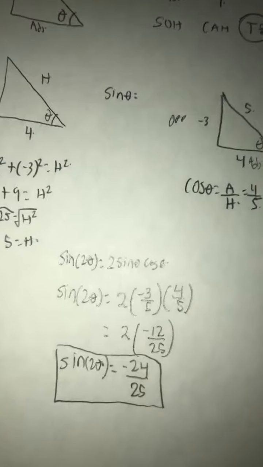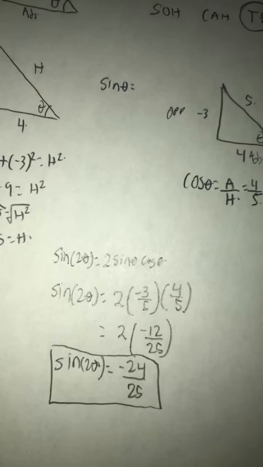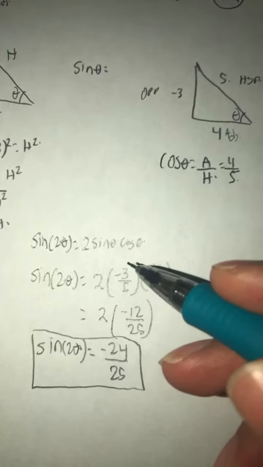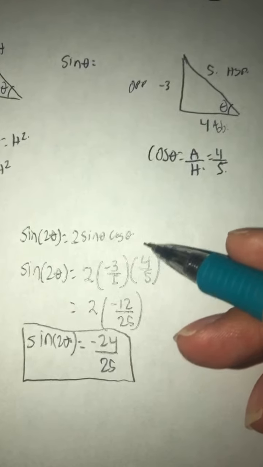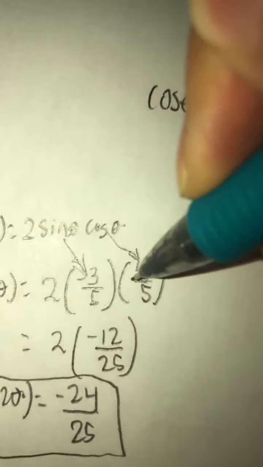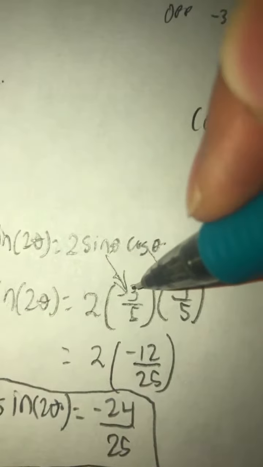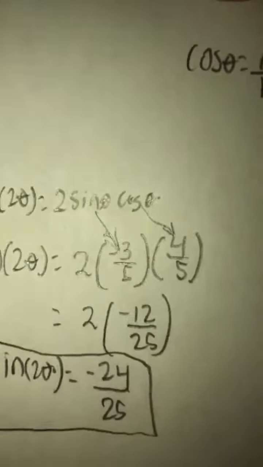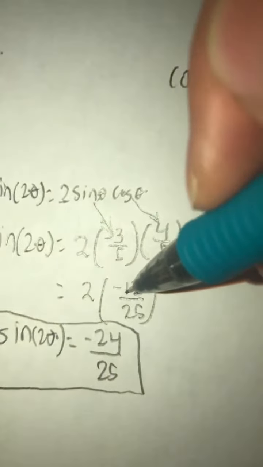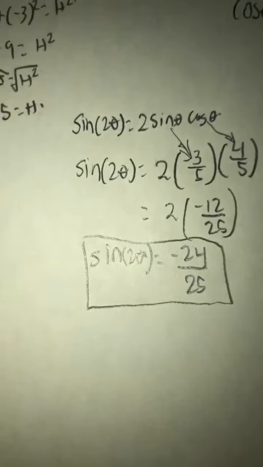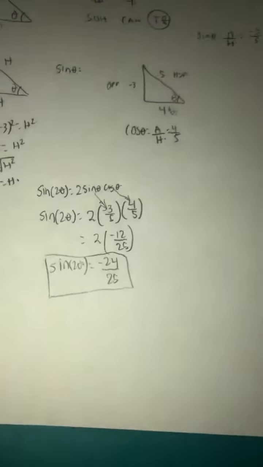Then we can say sine of 2 theta, like I said, was 2 sine theta cosine theta. So it's 2 times sine theta, which was negative 3/5, times cosine theta, which is 4/5. Negative 3 times 4 is negative 12, and 5 times 5 is 25. So 2 times negative 12 over 25 gives that sine of 2 theta is negative 24 over 25, okay?